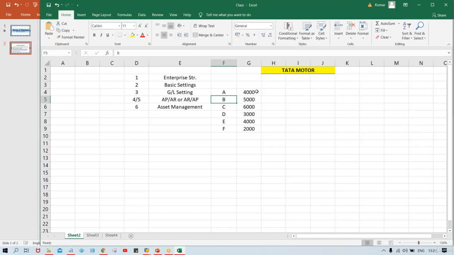Credit basis means we have purchased the goods today. Let's suppose delivery of goods happened today, but the payment is going to happen after 30 days, after 45 days, after 60 days. So this is what the payment terms are, guys.